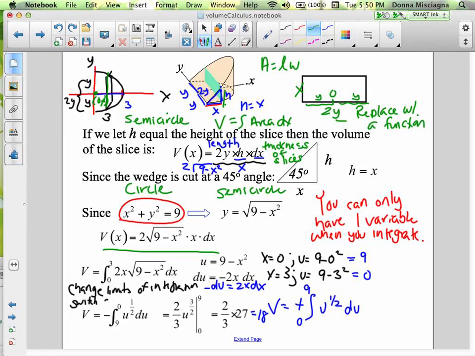All right, and that's from 0 to 3 because, quite honestly, once you leave 3, you have no more wedge. It's only a radius of 3. Right? So it has to be from 0 to 3. That's as big as it is.